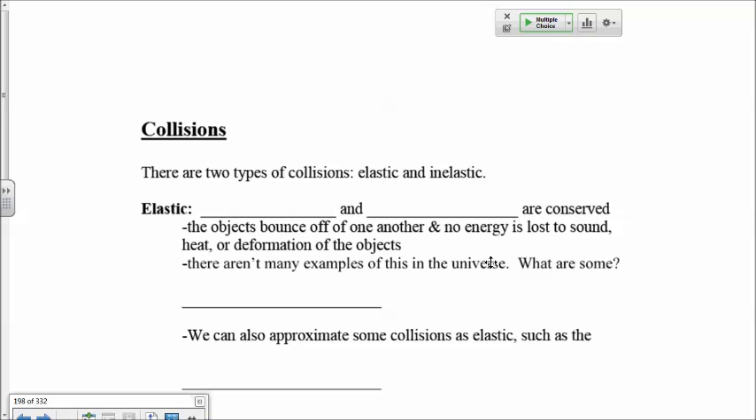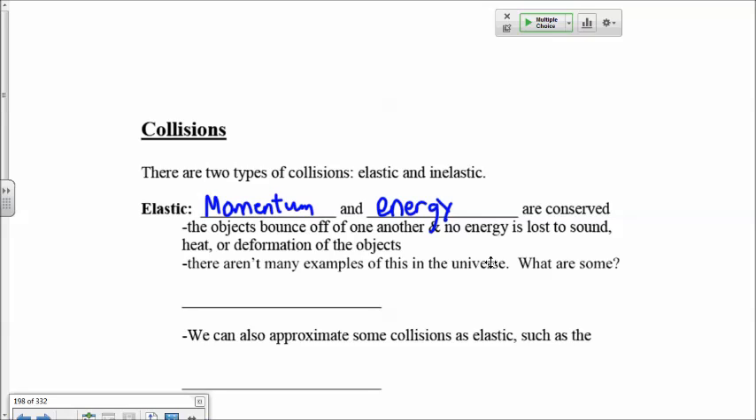All right, so we have two types of collisions, elastic and inelastic. In elastic collisions, momentum and energy are conserved. This is when objects bounce off of one another or they collide with one another, and there's no energy lost. Okay. In all collisions, the momentum is conserved, but only in a few collisions is the energy conserved.